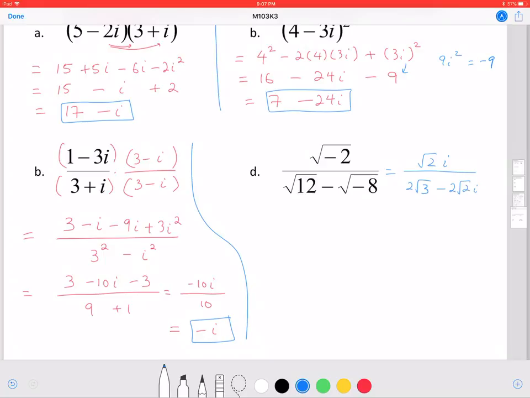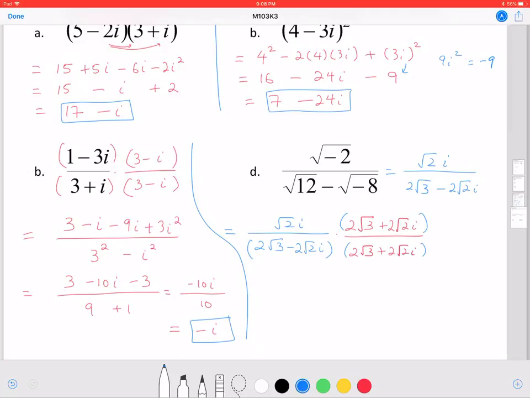And what we need to do here, let me rewrite this. Square root of 2i at the top, 2 square root of 3 minus 2 square root of 2i. And I do need to multiply in order for me to divide this by the conjugate. On the numerator, I'm just going to distribute square root of 2i inside.